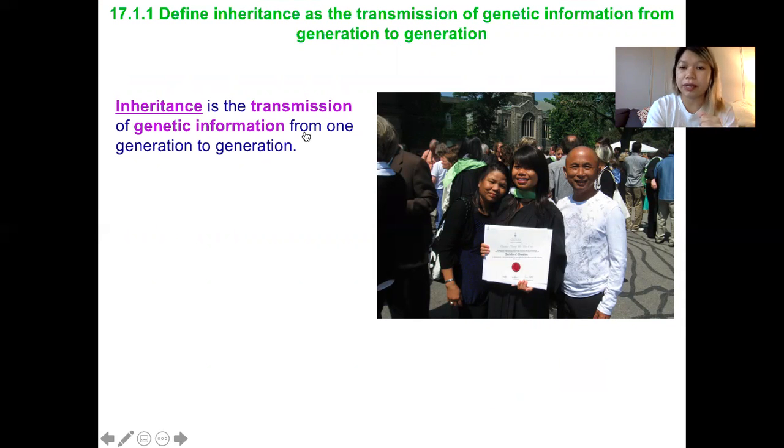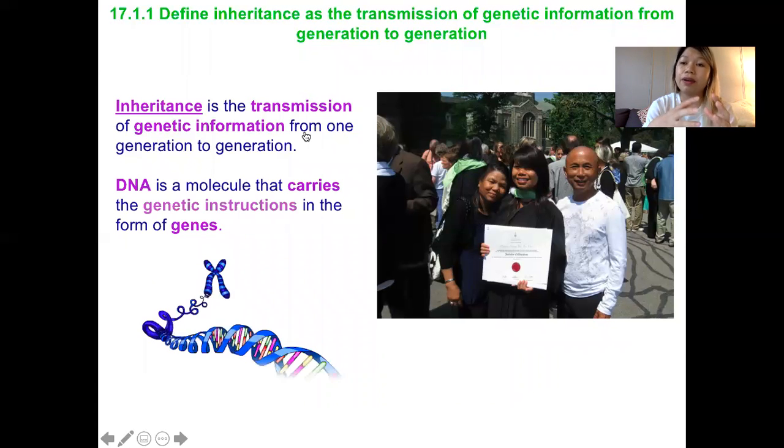Okay, so when we think of inheritance, this is the transmission, the passing on of genetic information from generation to generation. And we're doing this because of the DNA that your parents are giving you. So remember what DNA is again, right? DNA is a biological molecule. We've learned of 4 major ones, right? Carbohydrates, proteins, lipids, nucleic acids. DNA and RNA fall under nucleic acids.